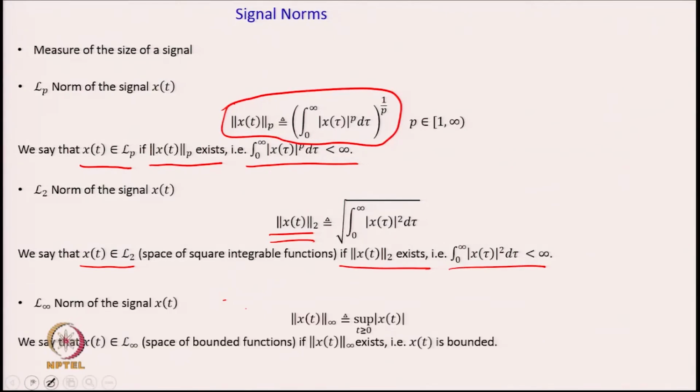Now, in this definition of the LP norm, we said that p cannot be infinity, because the L infinity norm of the signal is defined slightly differently. It is defined as the supremum over all t of the absolute value of x of t. We say that the signal belongs to the L infinity space if the L infinity norm exists, and that just means that the signal is essentially bounded. So, L infinity is the space of all bounded functions. This will be useful when we do analysis in this course.